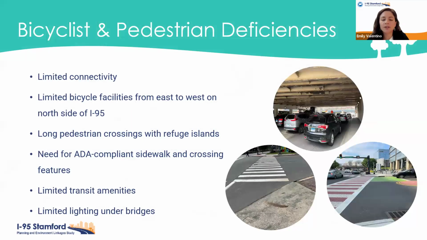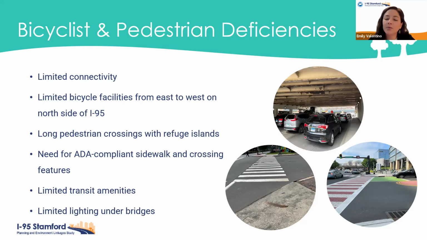What could contribute to this? We'll start with high-level deficiencies on the local roadways. There is limited connectivity, and that's specifically north and south for the most part, underneath I-95. There's limited bicycle facilities, and that's really in the east-west direction on the north side of I-95. There are long pedestrian crossings, especially across Tresser Boulevard.